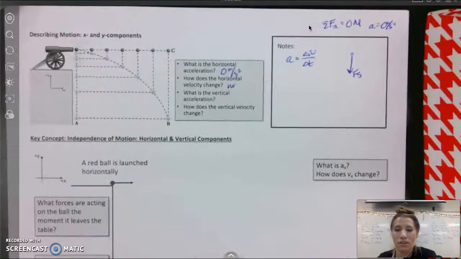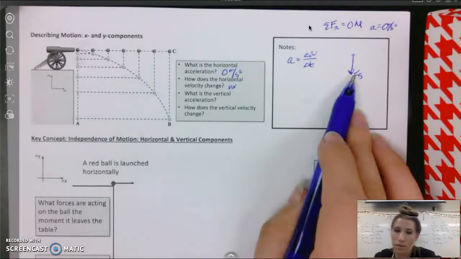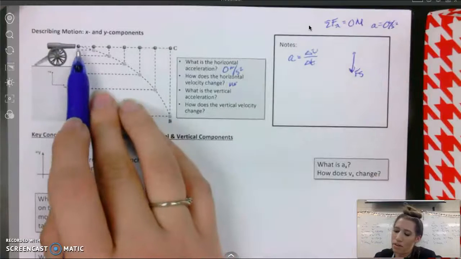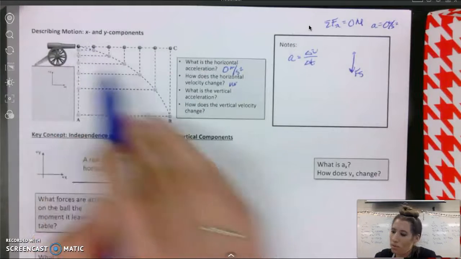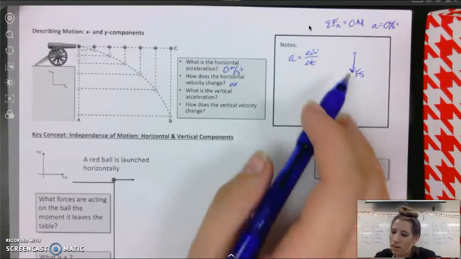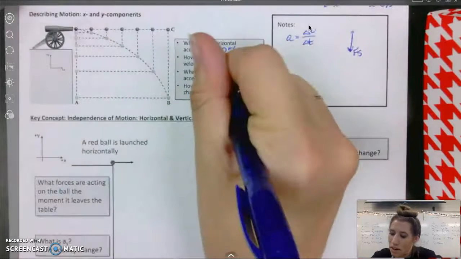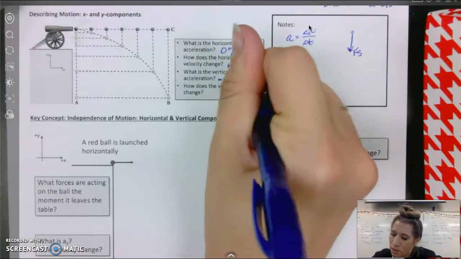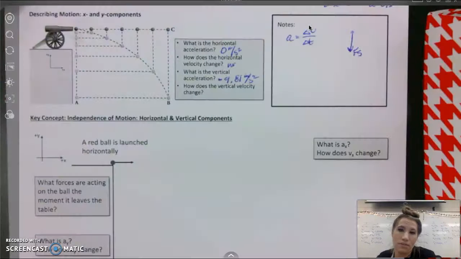Now the y direction is different. We do have a force in the y. We have the force due to gravity. And so if we want to know what that vertical acceleration is, well, it must be the acceleration due to gravity, because there's no other component acting on that. So I'd say it's going down, so I'm going to say there's a negative 9.81 meters per second squared acceleration.